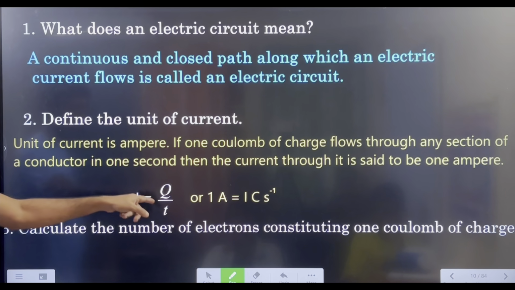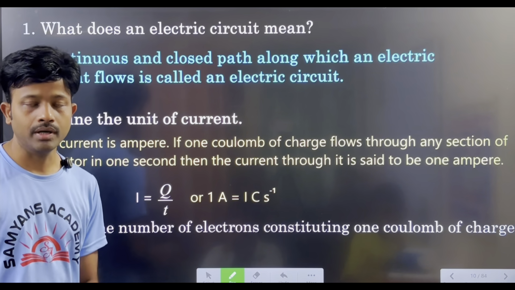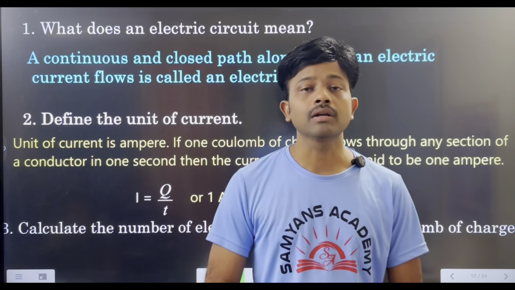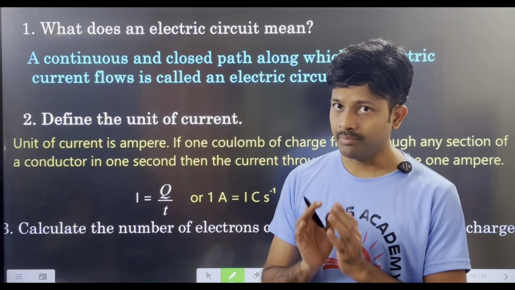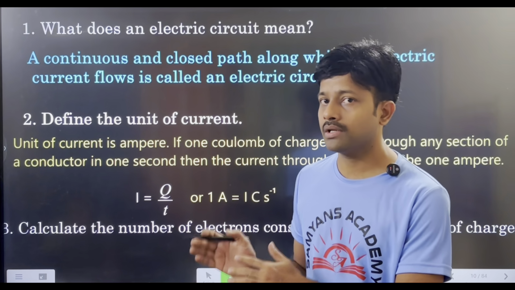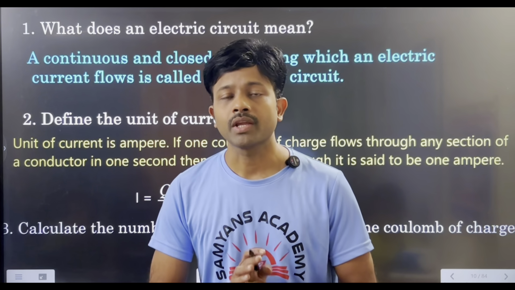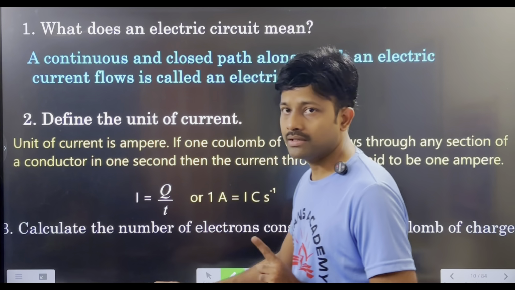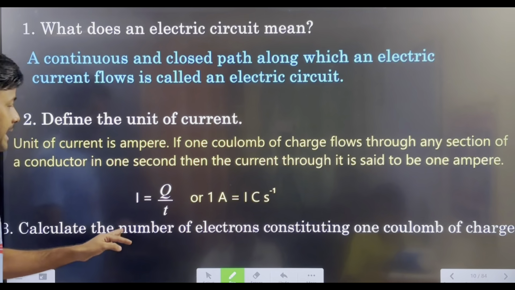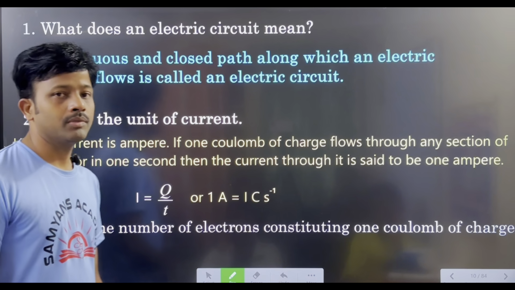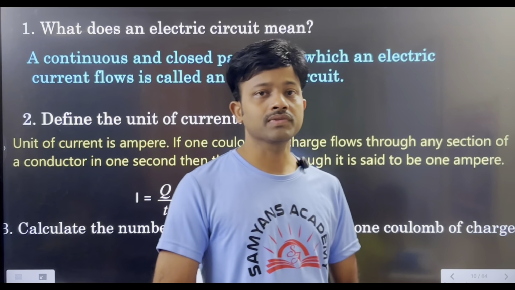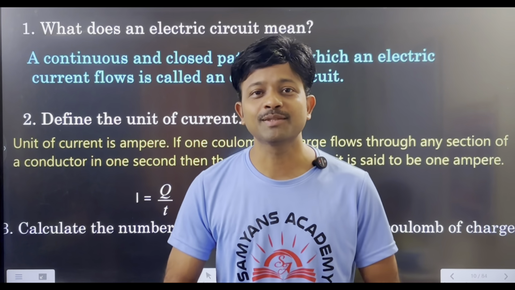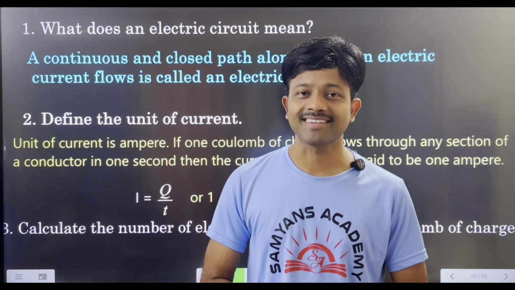I equal to Q by t. So 1 ampere equals 1 coulomb per second. That means 1 coulomb of charge flowing through a particular area in 1 second of time is said to be 1 ampere. Already we have done this. Calculate the number of electrons constituting 1 coulomb of charge. Can you tell, 1 coulomb of charge consists of how many electrons? Yes, very good. That is 6.25 into 10 power 18 electrons.